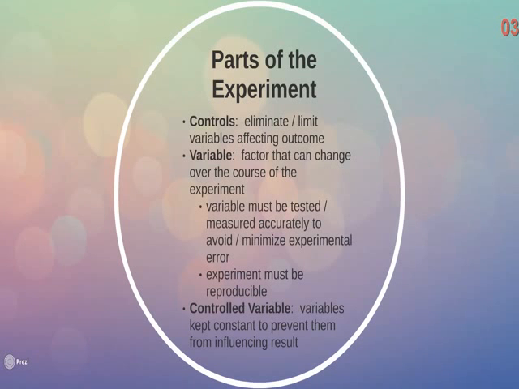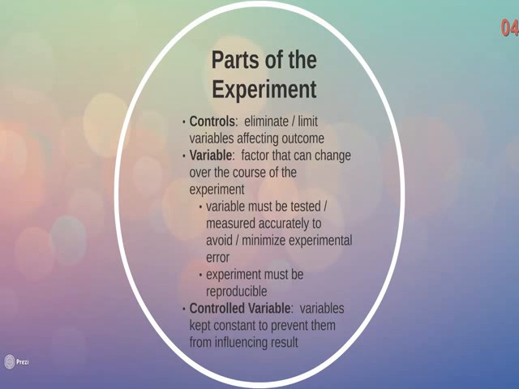There are multiple parts of our experiment. The controls are going to eliminate and help limit the variables that are affecting the outcome. If we're looking at doing an experiment and there's several different things going on at the same time, it's going to be hard to establish cause and effect, or exactly what variable is influencing the changes that we're observing.